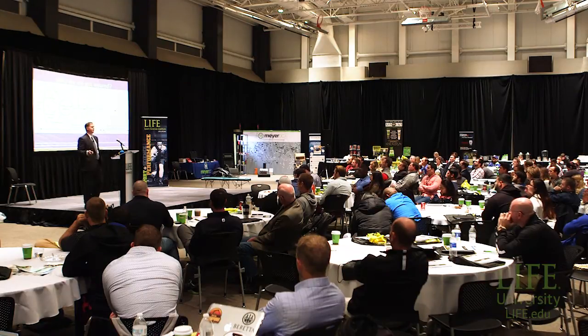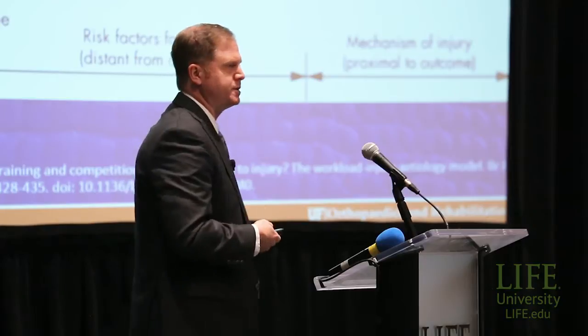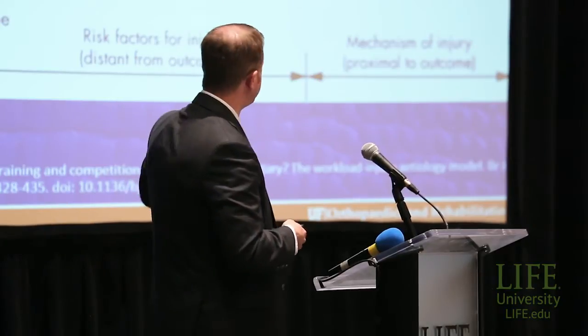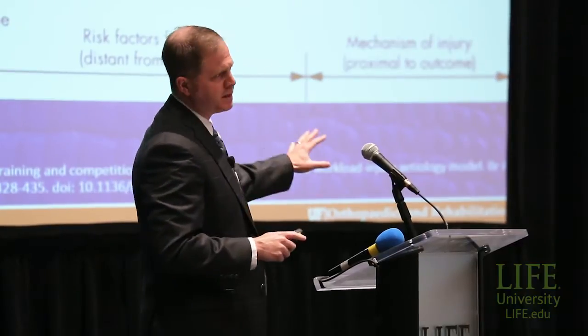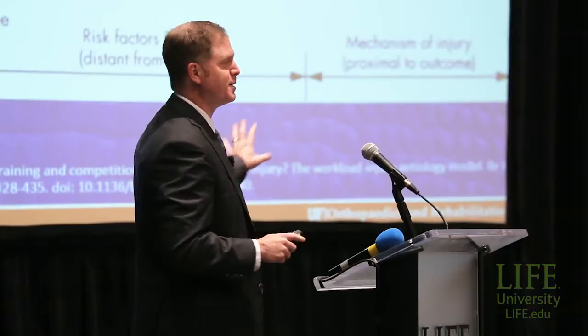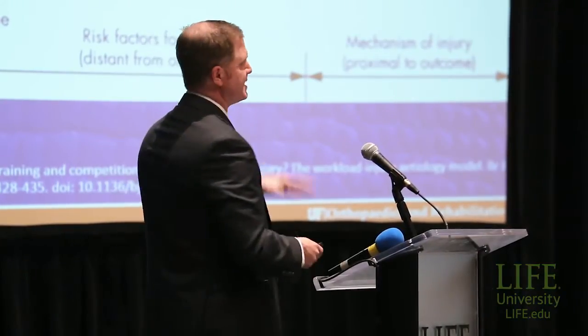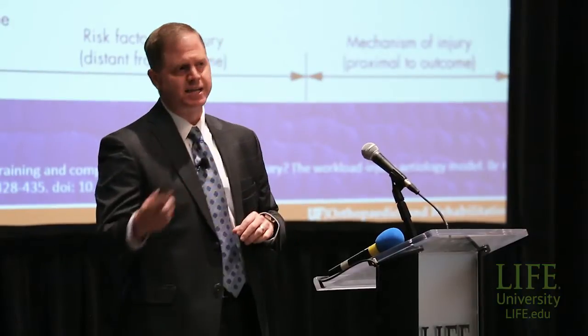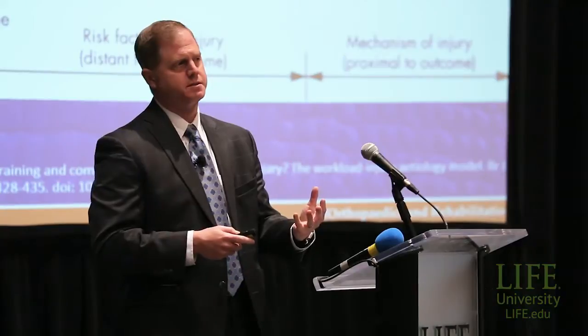So why do we get injured? I've started reading more and more papers by Tim Gabbett over in Australia, and this applies not just to baseball, not just to throwers. This applies to anybody who does anything athletic. So if there's any slide you're going to remember, it's probably this slide. It's why do we get injured? There are intrinsic risk factors, there are extrinsic risk factors, and then there's the inciting event, the stimulus.